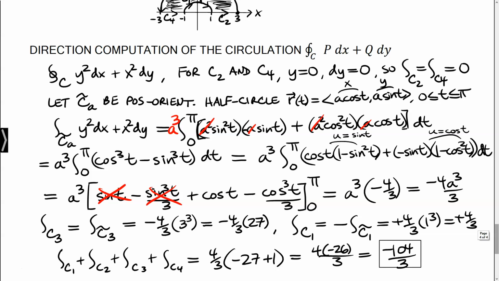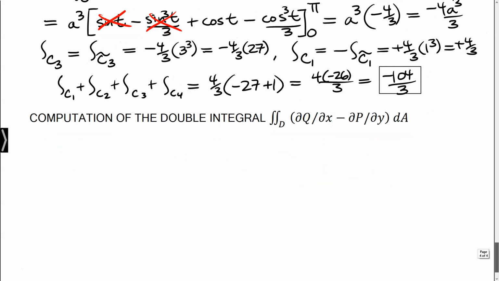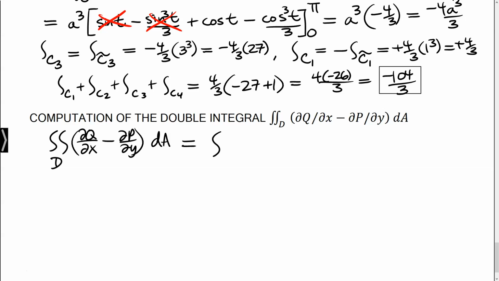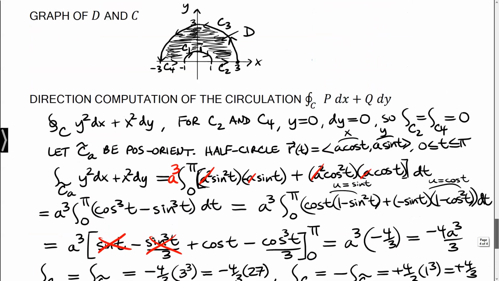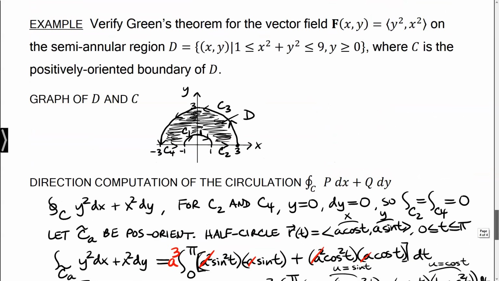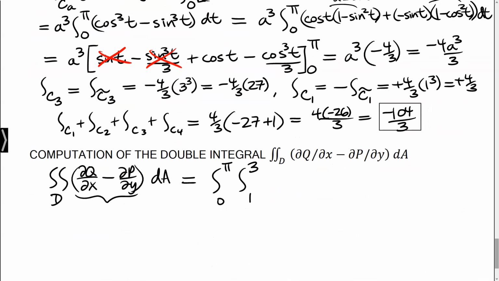All right, now let's look at the double integral, and I think you'll find that this one's going to be a little bit easier. Now let's think about our region. Our region is going to be in polar coordinates, so theta is going to go from 0 to pi, r is going to go from 1 to 3. What is this? Well, let's see. Partial q. What was q? Q was x squared. So the partial of q with respect to x is just 2x. And the partial of p with respect to y is just 2y. So it's just 2x minus y.